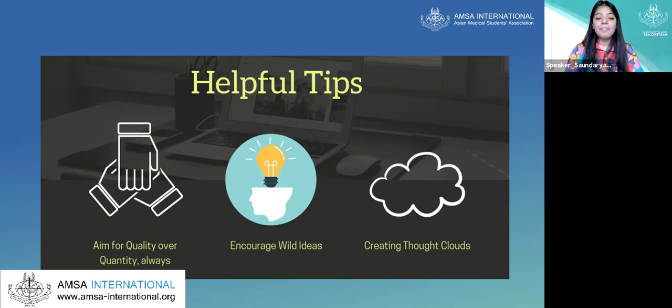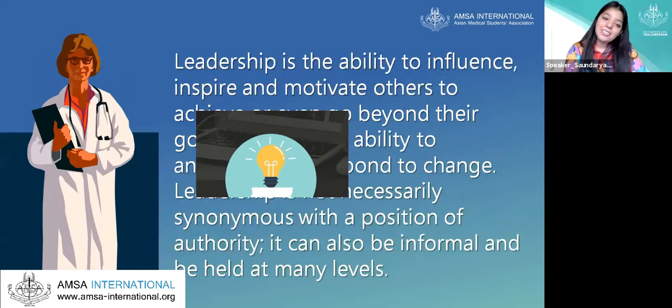Then encourage wild ideas in your team. Encourage wild ideas. Don't shut down your ideas because you think that that's not possible right now. Why is it not possible? And then creating thought clouds helped me.